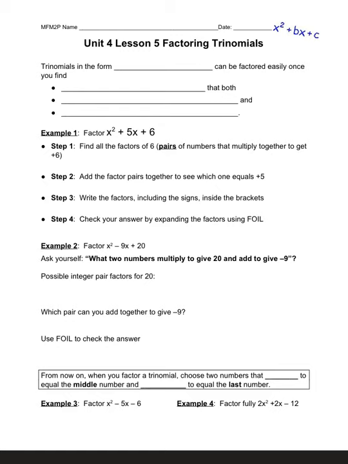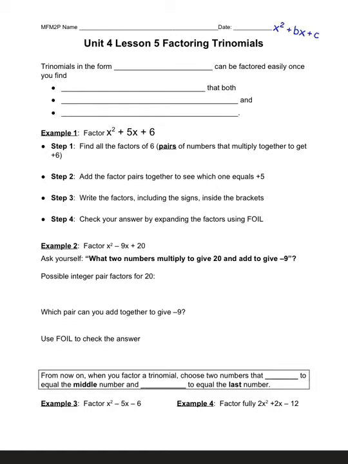So we've talked about factoring difference of squares, which in my mind are fairly simple. You just square root that last term, make your two brackets, and add the opposite signs. Today, we're going to factor trinomials, and trinomials means we have three things.